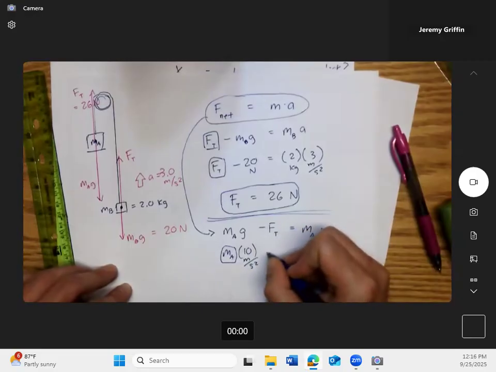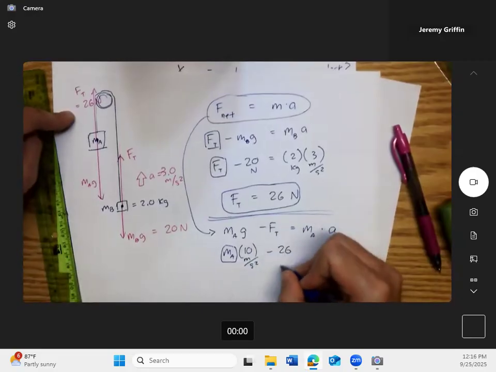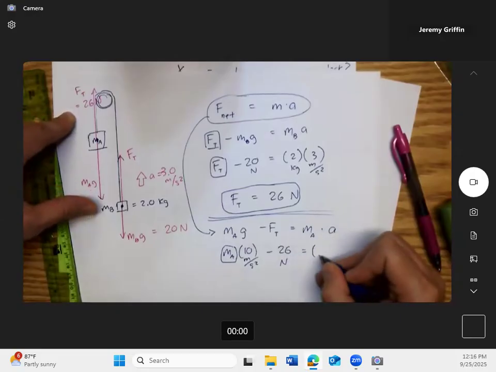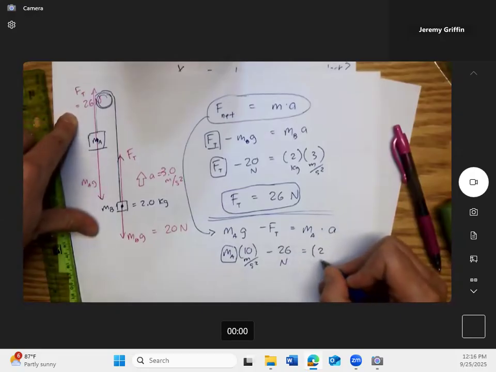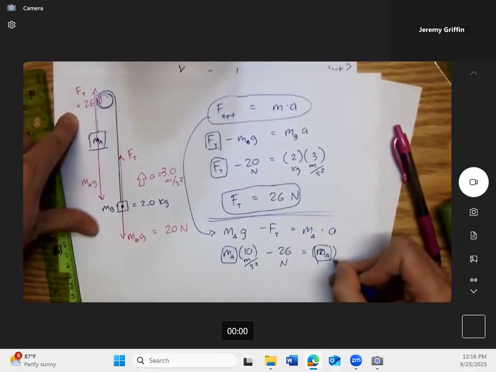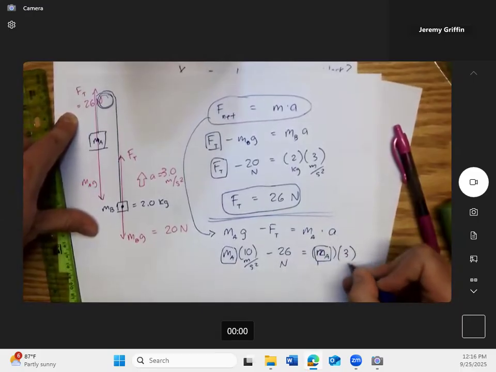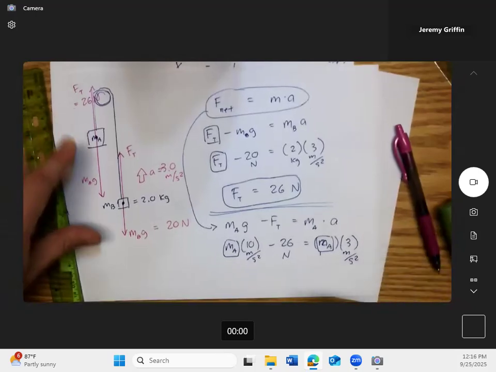because we've been doing that. You do know the tension is 26 newtons. That's going to force this mass A, which we don't know, we're solving for that again, to accelerate at 3 meters per second squared.